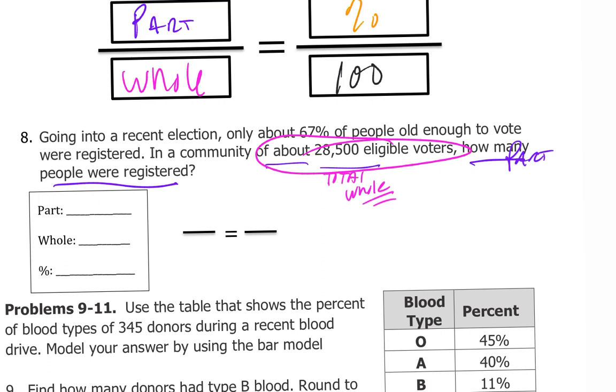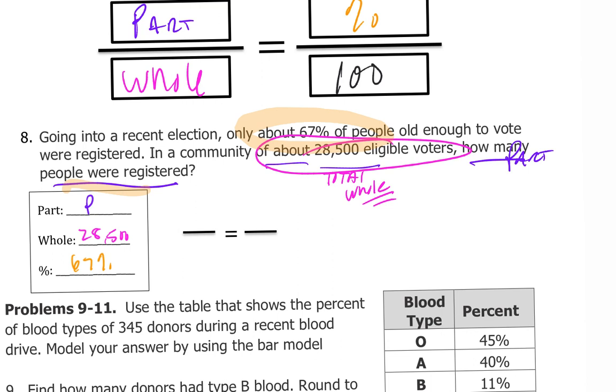And the percent, well, that's going to be right here where they gave us the 67% of people old enough to vote were registered. And they want to know how many were registered. So you've got to be careful: if it says how many were not, and they give you 67% were registered, then you've got to figure out what percent are not. But if we look, we're just going to write it down, okay? So our part, we don't know, so we're just going to call that P. Our whole was 28,500. And the percent we're referencing is 67%.